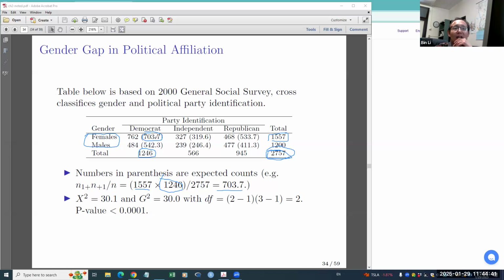703.7. That's the expected count. And similarly for the male Independent, how do you get the 246? You go to the second row sum, that's 1200. You go to the column sum, that's 566. Multiply these 2 together, then divide by the total sum. Then you can find it.